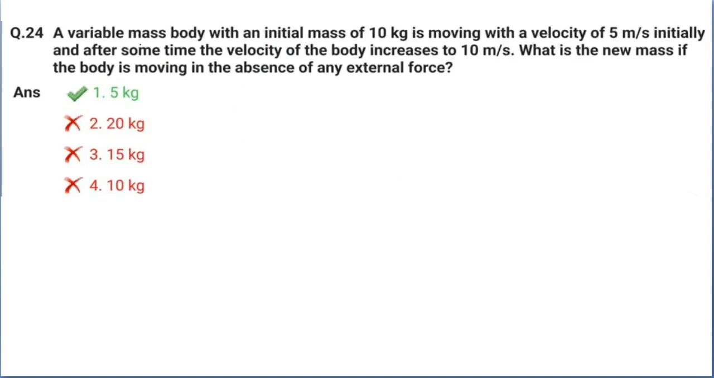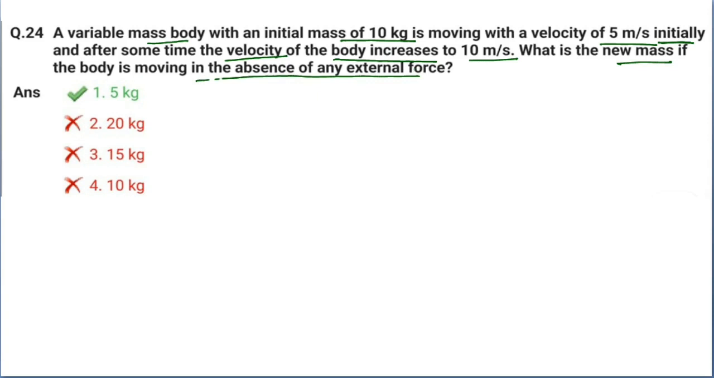A variable mass body with an initial mass of 10 kg moving with a velocity of 5 meters per second initially, and after some time the velocity of the body increases to 10 meters per second. What is the new mass of the body moving in the absence of any external force?